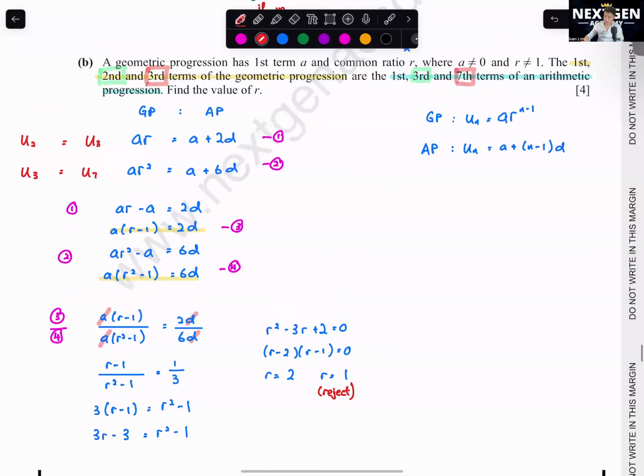Okay, number 10. If you are good, you can just type 10.